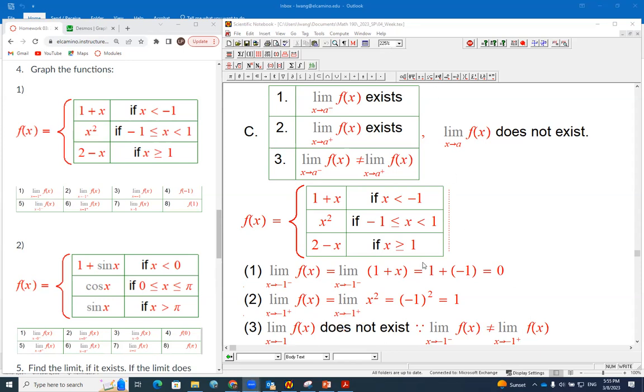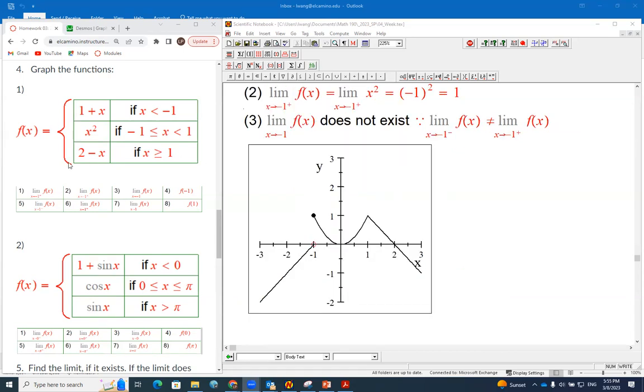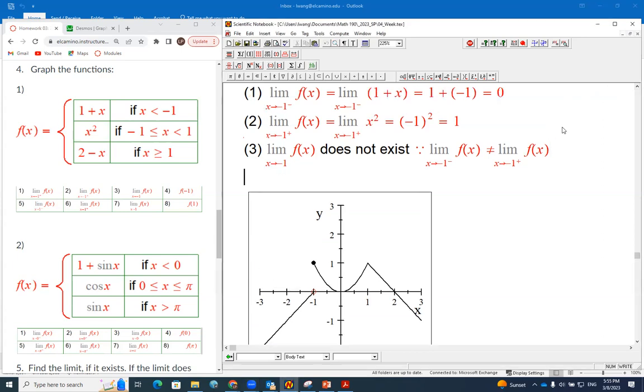And for +1, it also asks for f of -1. For f of -1, you're going to be using, okay, so this is number 4.